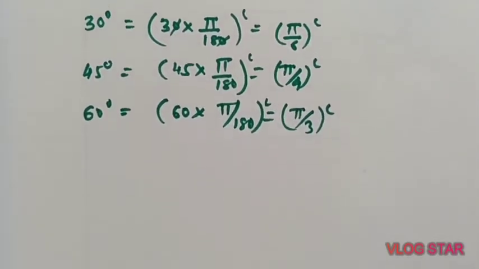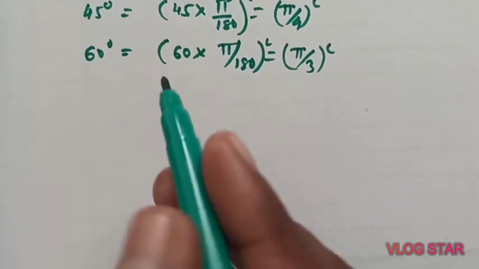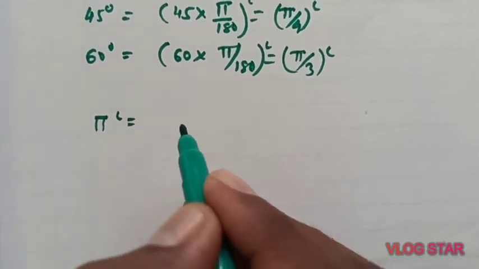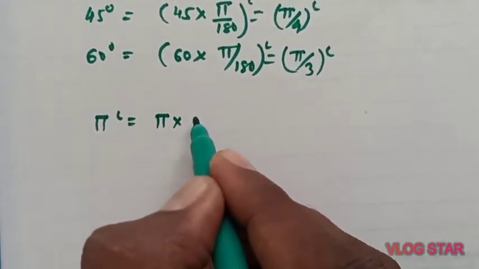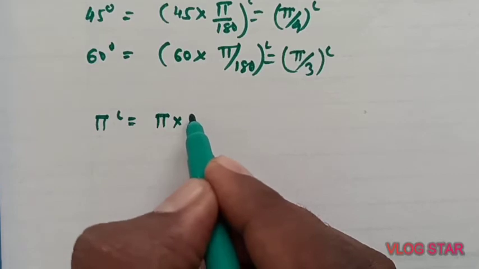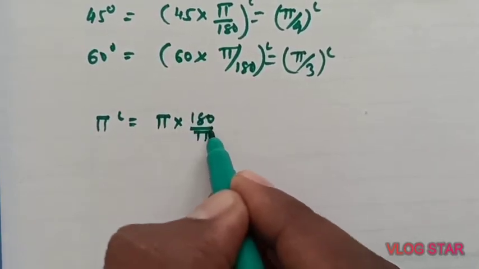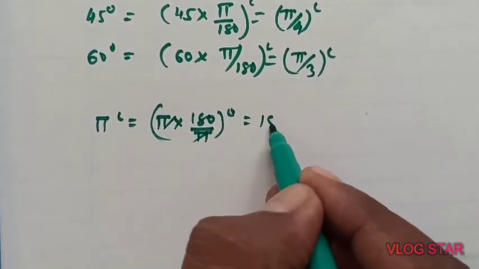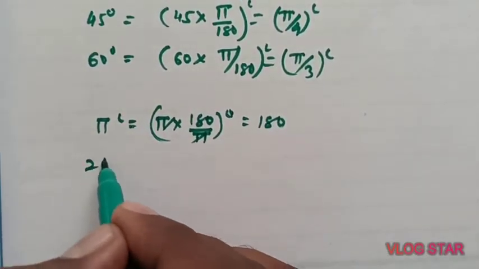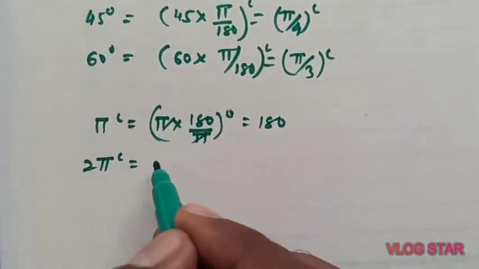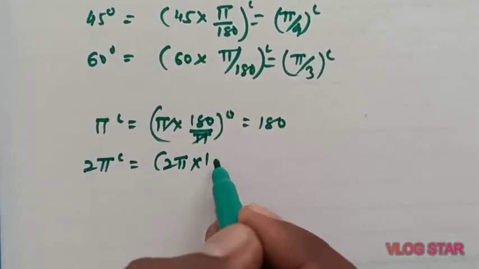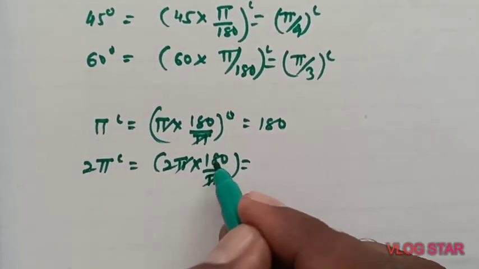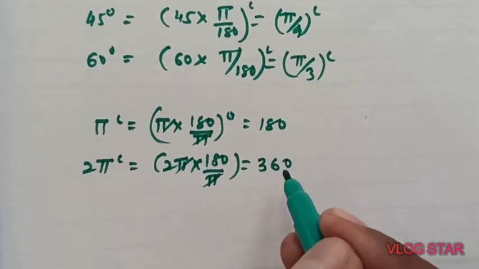Now vice versa, if you want to convert radian to degree, suppose you want to convert pi radian, so pi into the multiplication factor 180 by pi degree. So pi cancels, 180. You want to find the value of 2 pi radian, so 2 pi multiplied by 180 by pi. So here also pi gets cancelled, 2 180s is 360.